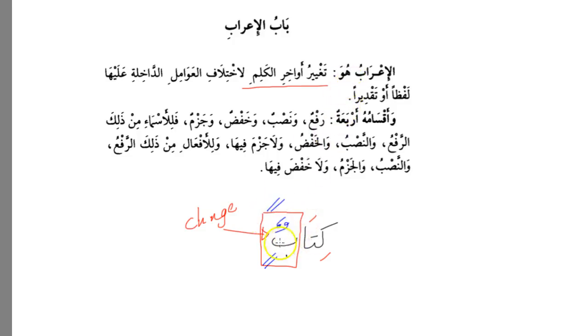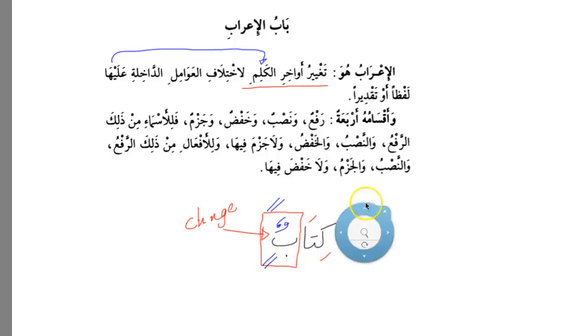Now, why do these change? So he says, لِاخْتِلَافِ الْأَوَامِلِ الدَّاخِلَةِ عَلَيْهَا. Due to the changing of the awamil, the governing words, which have entered upon it. In other words, upon the kalim. عليها goes back to the kalim. Kalim is the plural of kalima, so words. So kitab is a word, and this word can be influenced, affected by other words.